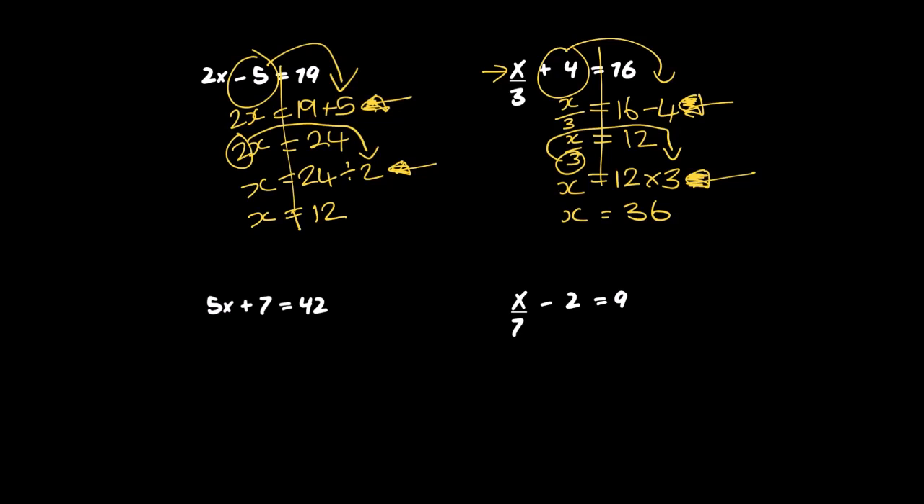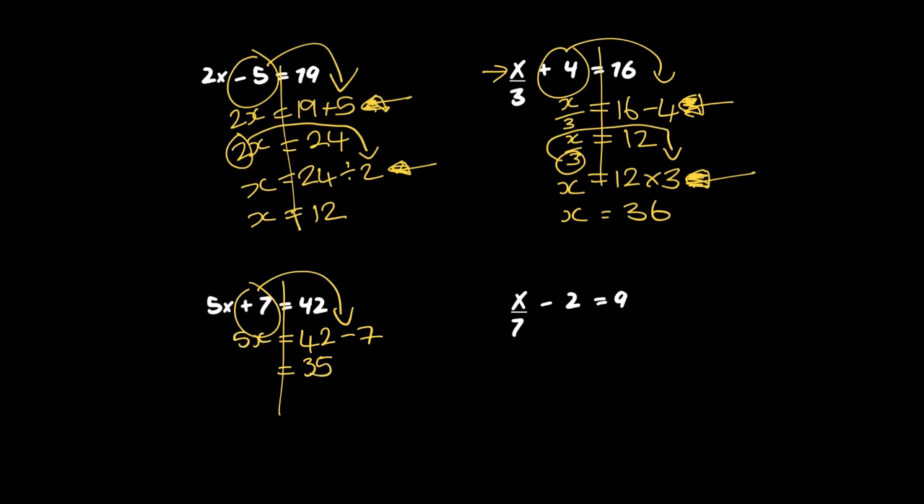Okay, so I'm going to do the bottom two now with you. So hopefully you have tried these already yourself, and you can do these along with me then and make sure you've got them right. So first thing I'm going to do is take my plus 7 and make it a minus 7. So 42 minus 7. 42 minus 7 is 35.